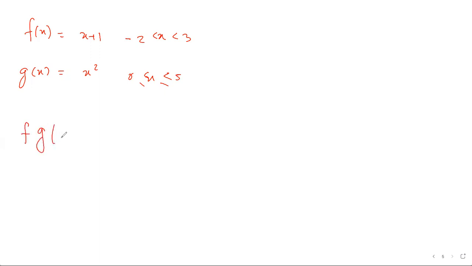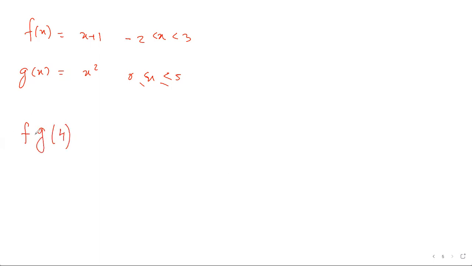Now, let me give you an example. For example, f of x is, let's say, x plus 1 for x values between -2 to 3. And g of x is, let's say, x squared for x between 0 to 5. Now, what I would like to do is find out, let's say, f of g of 4.